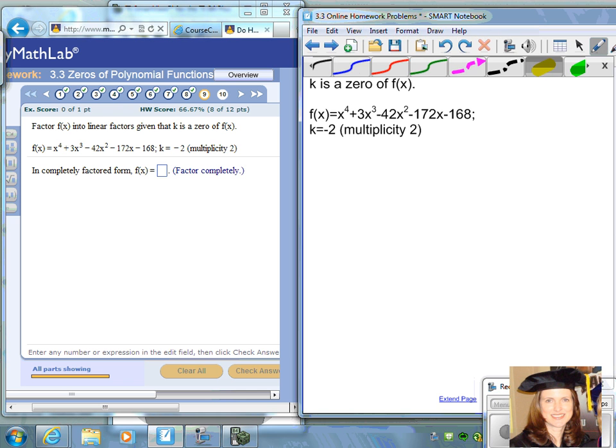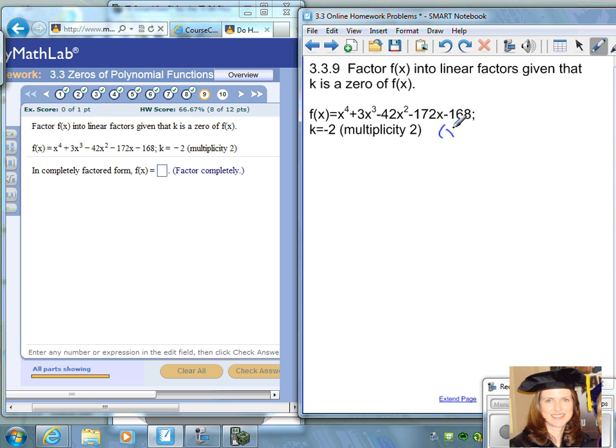What that means is that negative 2 is a zero of the polynomial function. That means x plus 2 is a factor, not once, but twice. So x plus 2 and x plus 2 is a factor of this polynomial function. Another way to write that would be x plus 2, that quantity squared.